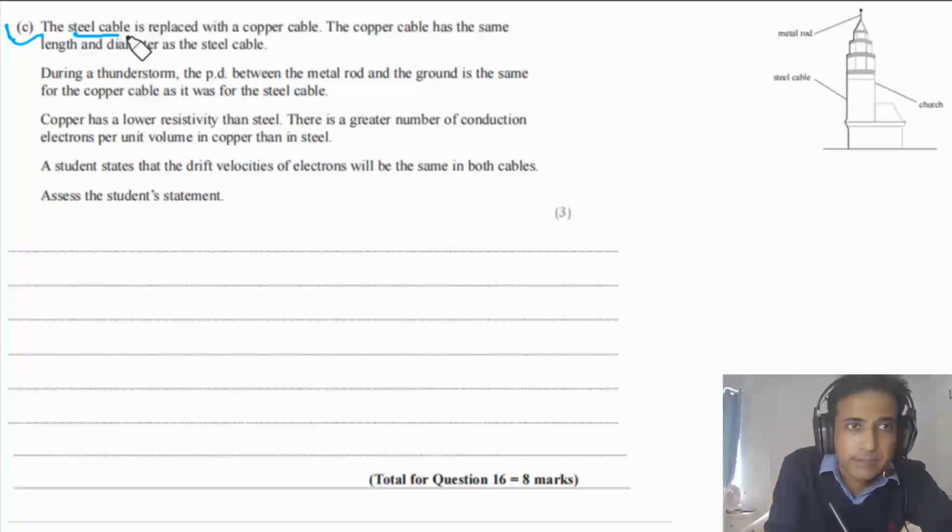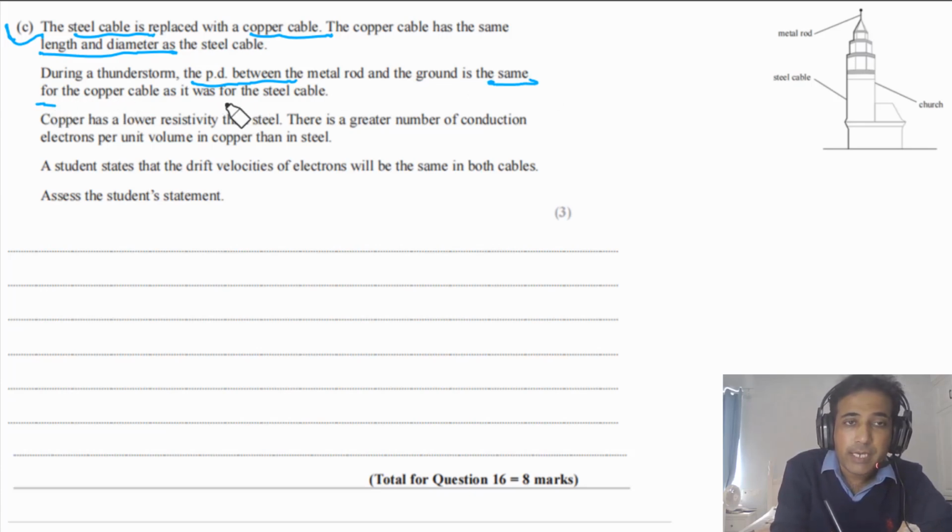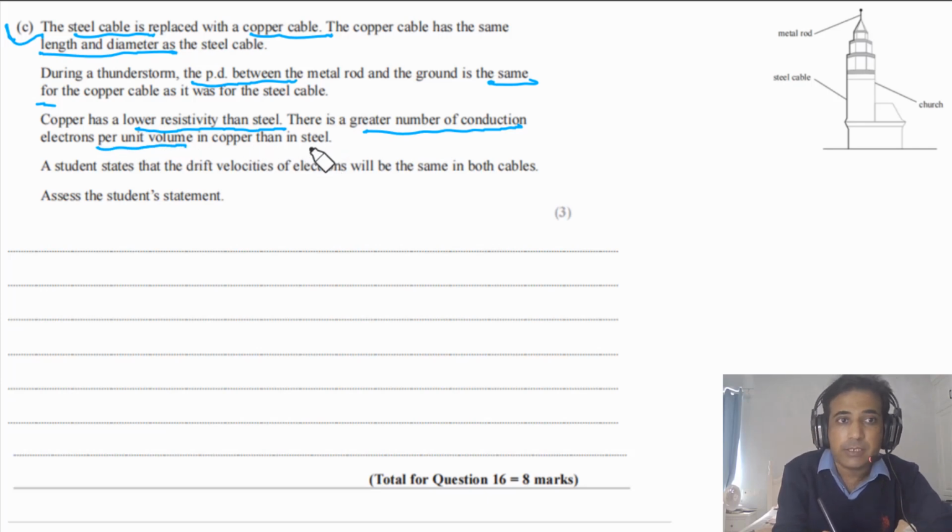Part C says the steel cable is replaced with a copper cable. The copper cable has the same length and diameter as the steel cable. During a thunderstorm, the PD between the metal rod and the ground is the same for the copper cable as it was for the steel cable. Copper has a lower resistivity than steel. There is a greater number of conduction electrons per unit volume in copper than in steel. A student states that the drift velocities of electrons will be the same in both cables.